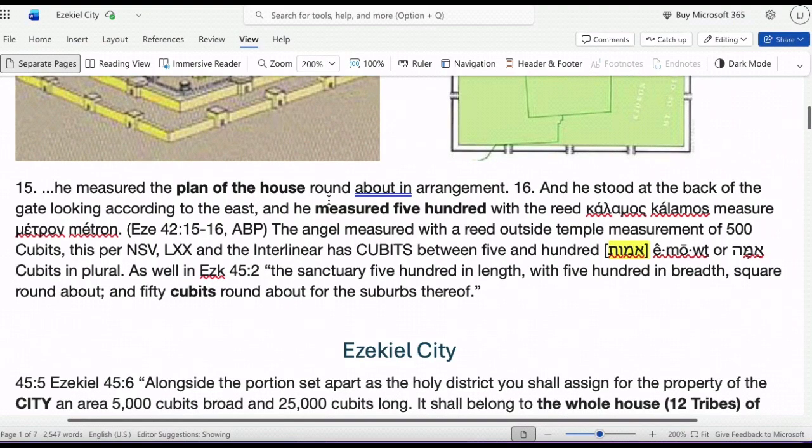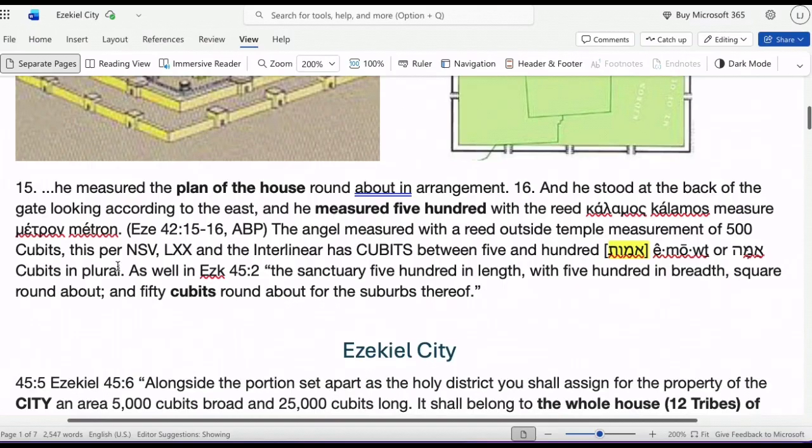And he stood at the back of the gate looking towards the east. He measured 500 with a reed measure, a metron. And the angel measured with the reed outside the temple, a measurement of 500 cubits. And this is what we see in the NSV and the Septuagint. And as well, the interlinear in this passage has the word cubits there.